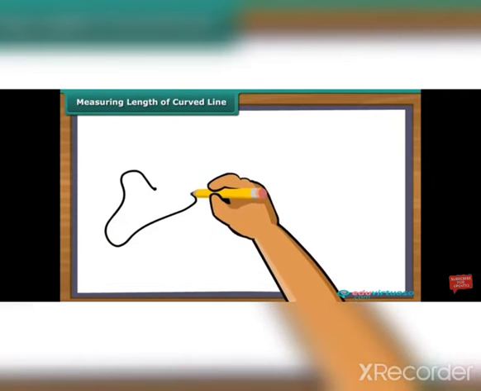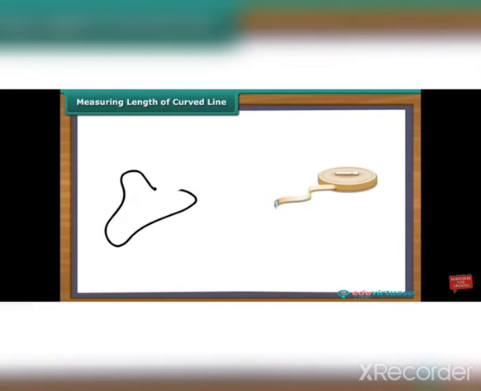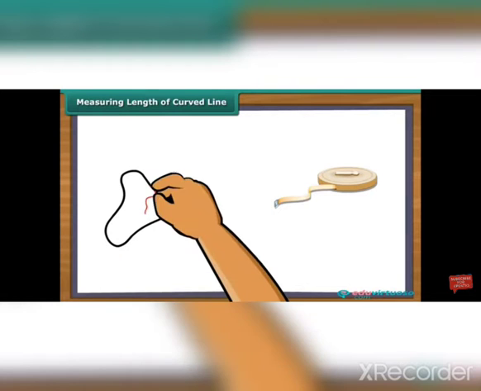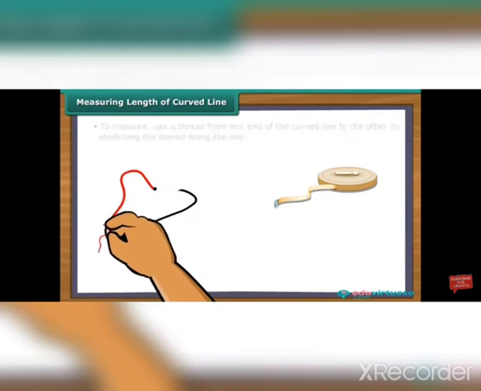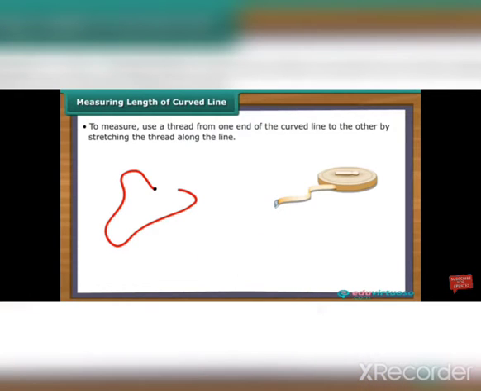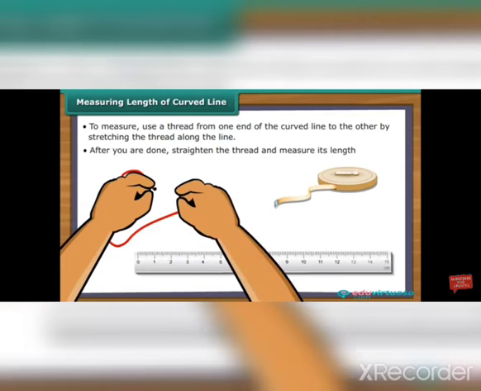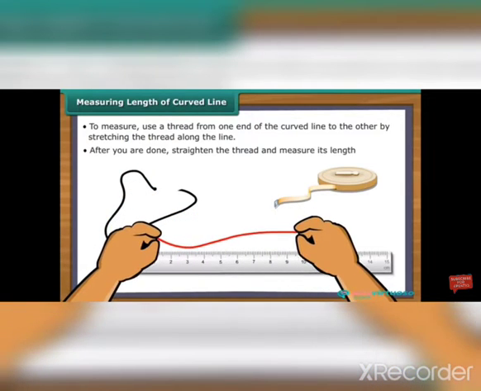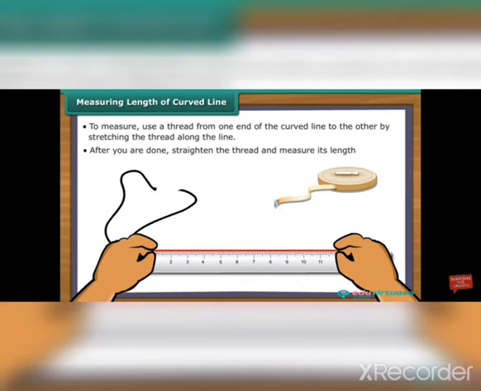Now let's see how we can measure the length of a curved line. We can't use a tape to measure the length of a curved line, isn't it? In that case, we can use a string or a thread. To measure, place a thread from one end of the curved line to the other by stretching the thread along the line. After you are done, straighten the thread and measure its length.